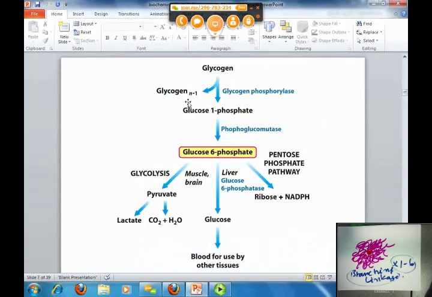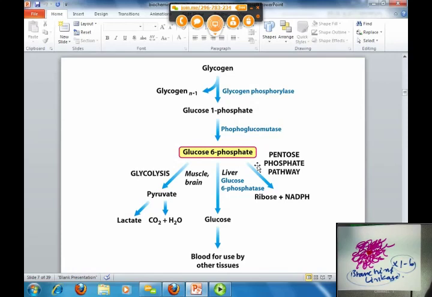Here, glycogen in n-1, and glycogen phosphorylase produces glucose 1-phosphate, and then the phosphoglucomutase enzyme, which I explained earlier, converts it to glucose 6-phosphate. In muscle and brain, it goes to glycolysis, and in liver, glucose 6-phosphate gives glucose into the blood. In muscle, glucose goes through glycolysis to pyruvate, which is converted to lactate, or to carbon dioxide and water via the TCA cycle. But that is prevented because more of the pyruvate is converted into lactic acid. That's why you have muscular pain after intensive exercise.